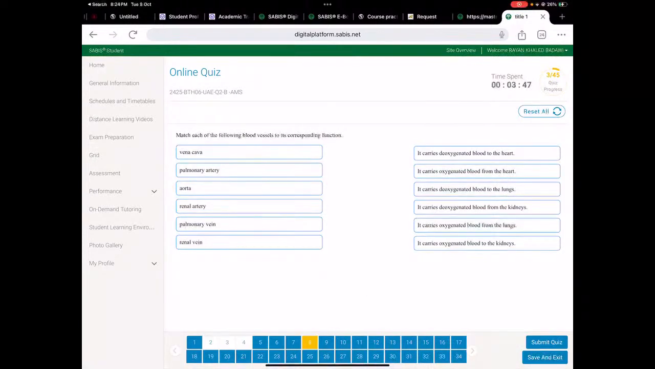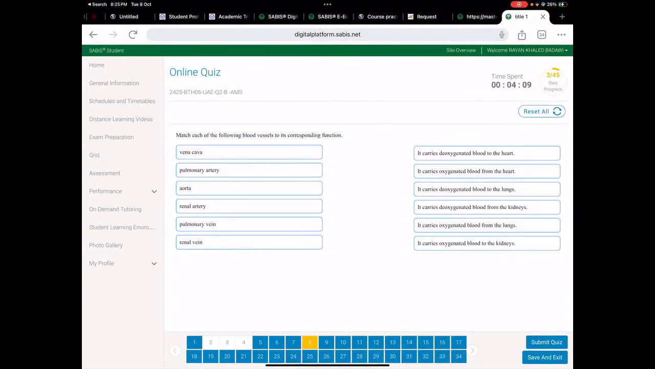Okay, we did this before. If you guys want me to do it again, let me know. But if you're fine with it, I can just skip it. It's just you have to know arteries, remember, carry blood away from the heart. Veins carry blood towards the heart. Renal is related to kidneys. Pulmonary is related to lungs.